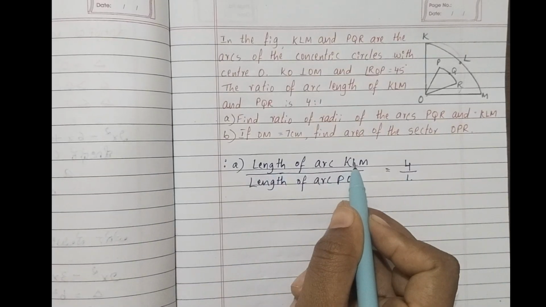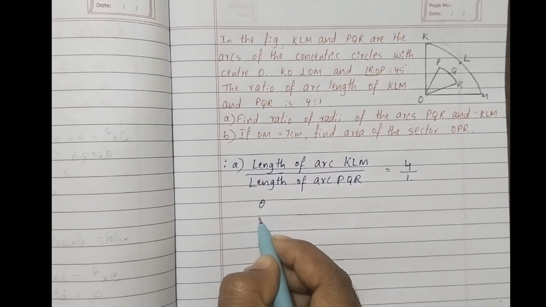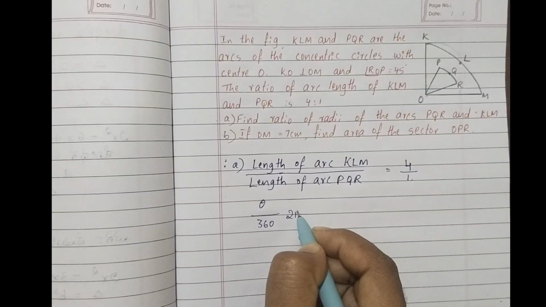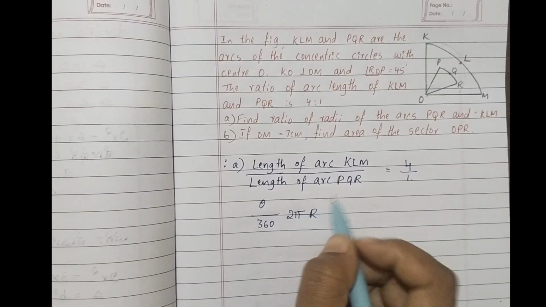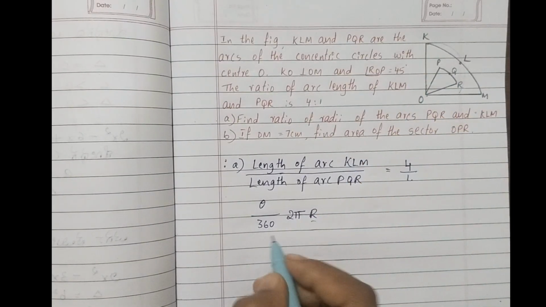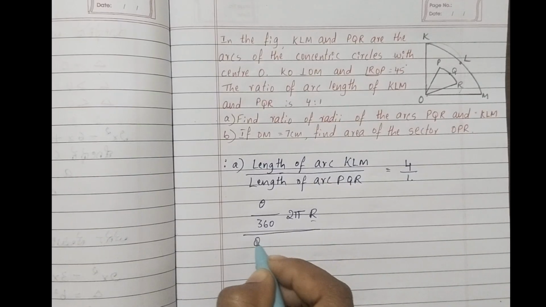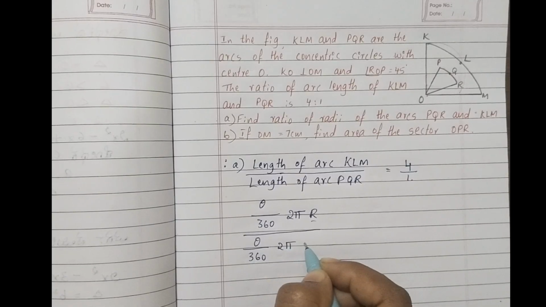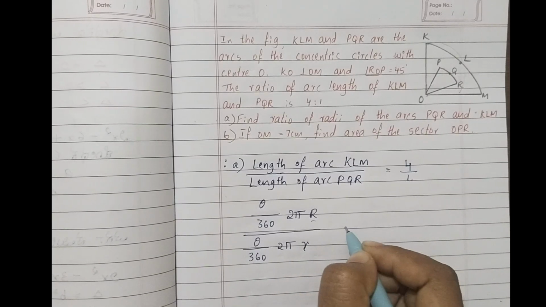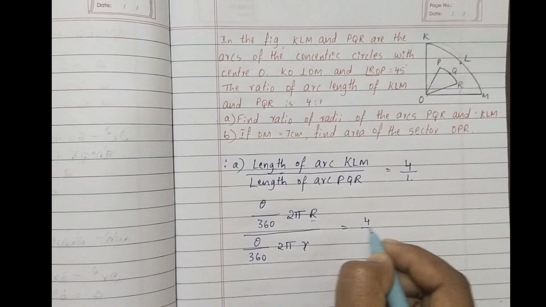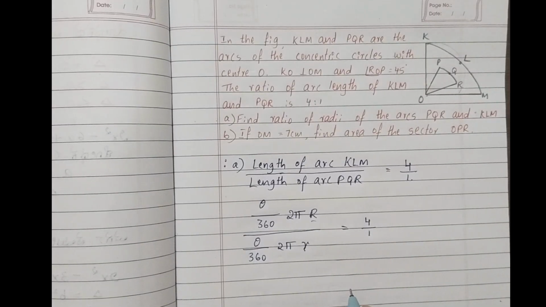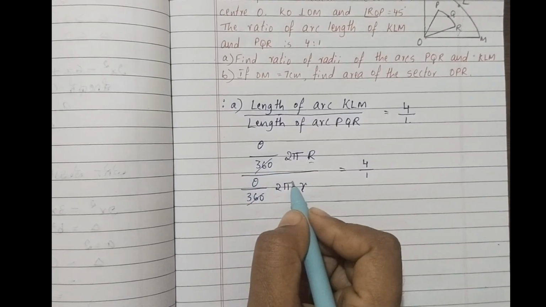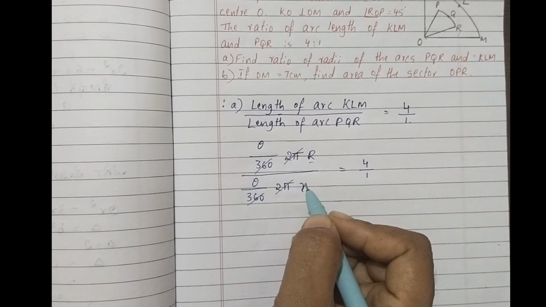Now the formula for the length of an arc is theta divided by 360 into 2 pi r. Here we have to consider two different r's because we have two different arcs. So length of the arc PQR is theta divided by 360 into 2 pi r, and 4 by 1 as it is. Here 360 and 360 get cancelled, and 2 pi and 2 pi get cancelled.